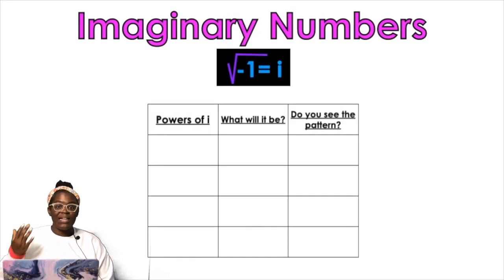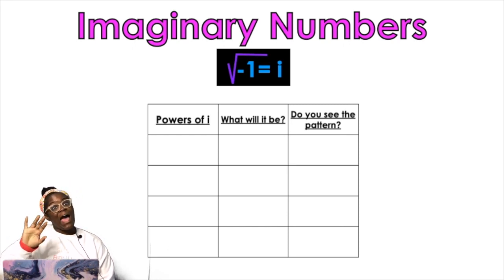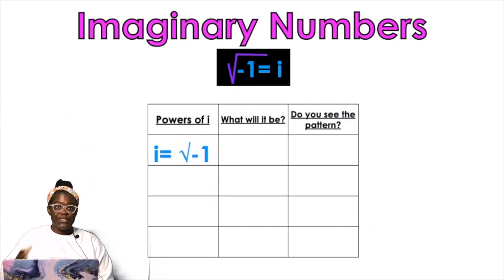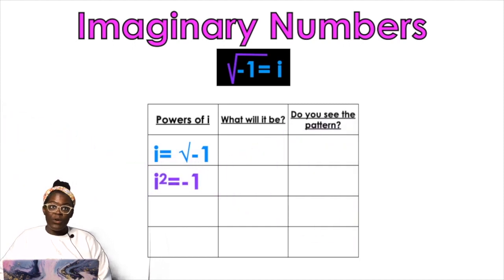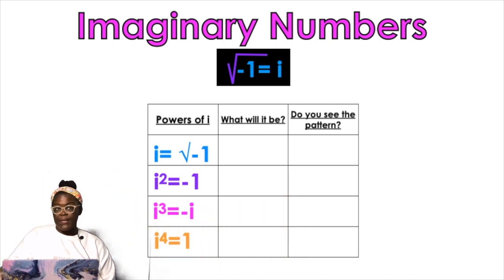So keeping in mind that the square root of negative 1 equals i, it's really important that you know the powers of i. The first one: i equals the square root of negative 1. Those are interchangeable. Bring them back and forth. But what if I have i squared? Well, i squared equals negative 1. i cubed equals negative i. i to the fourth equals 1.